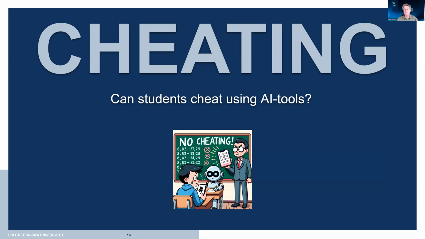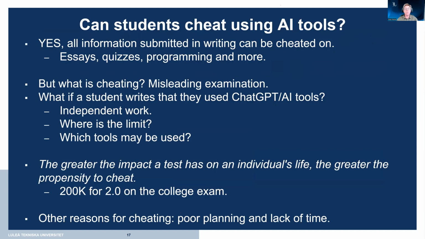So, cheating. Can students cheat using AI tools? Well, the short answer is yes. All information submitted in writing can be cheated on: essays, quizzes, programming, and more. But it really comes down to what is cheating? In the end, the bottom line here is that we want the students to learn as much as possible. So how can we encourage them to do that?